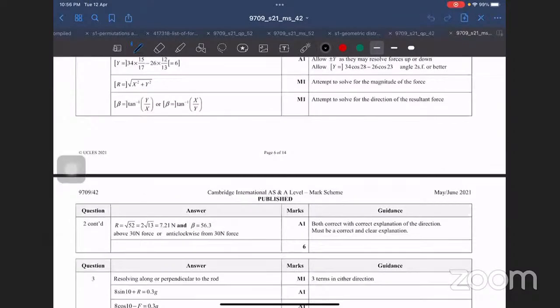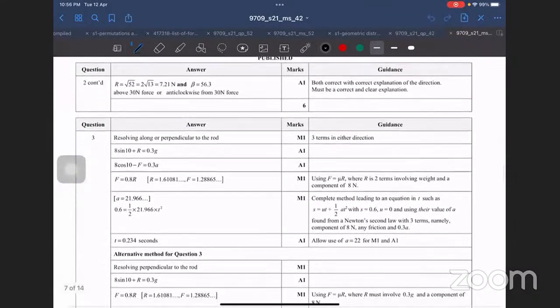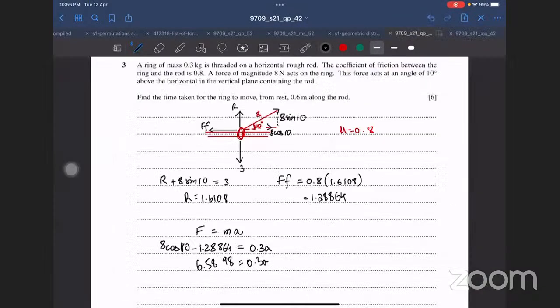I just want to make sure that I'm doing this correctly. No, the acceleration is pretty large, so that's fine. 21.966 is the acceleration. It started from rest, accelerated at 21.966.